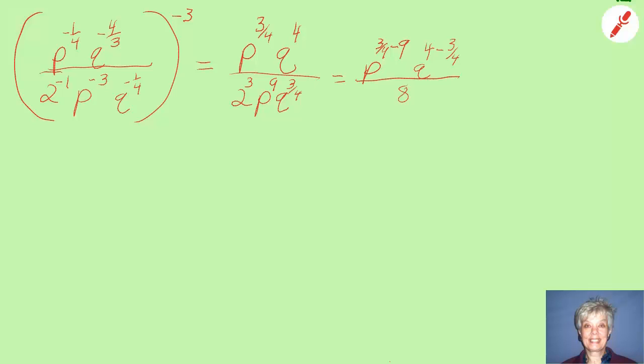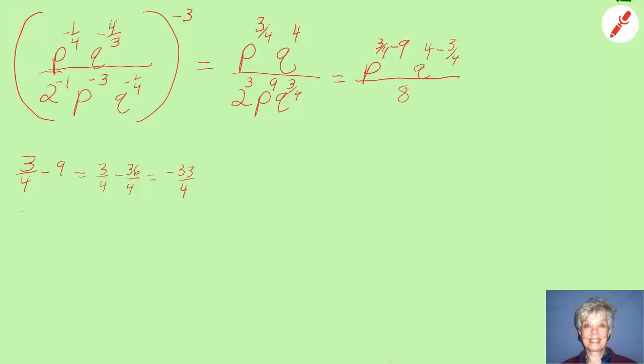So now I have to either use a calculator or by hand figure out what 3/4 minus 9 is. And I don't have my calculator right now, so I'm going to do it by hand, but you can use your calculator. 3/4 minus 9 is going to be 3/4 minus 36/4. And that's going to equal negative 33/4.